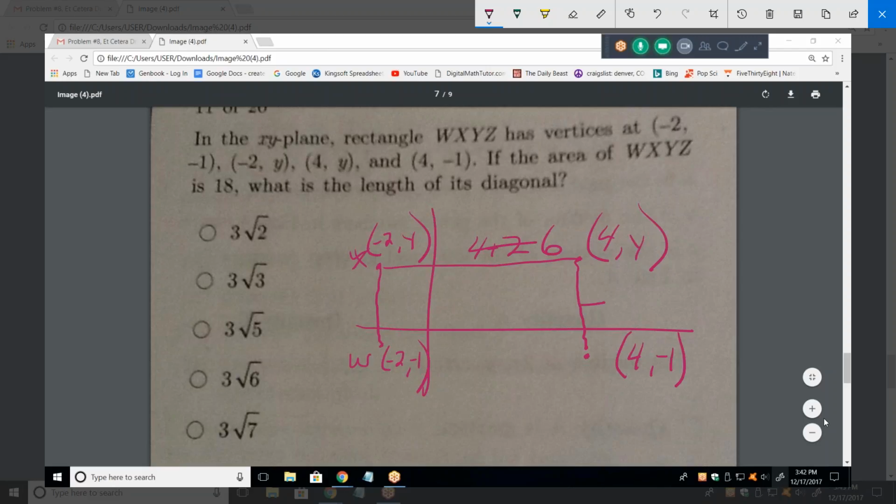So this distance is y plus 1. This distance over here is y plus 1. That's comforting. That's 6. That's 6.